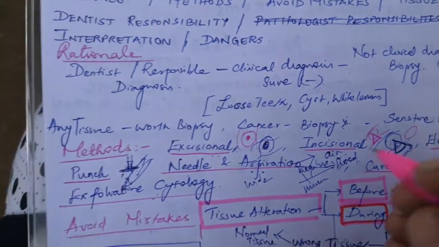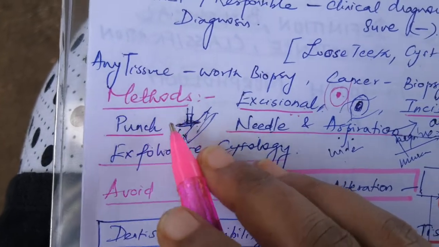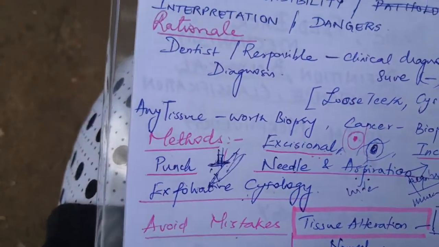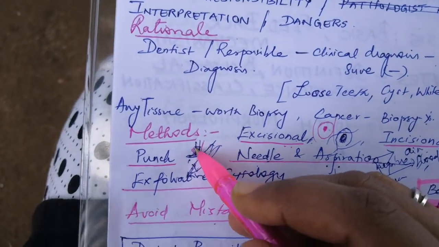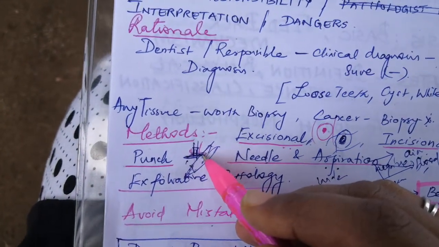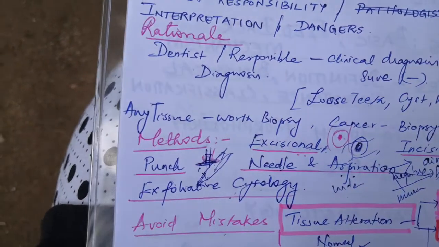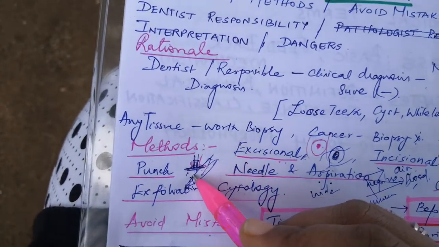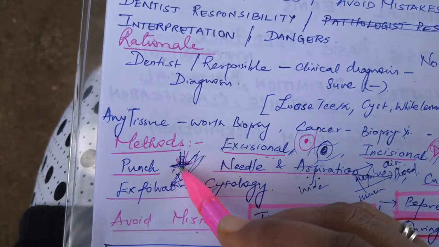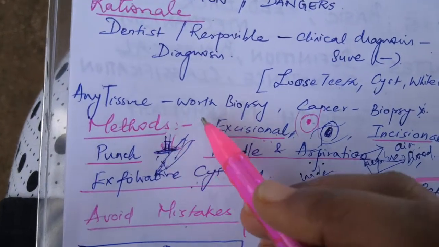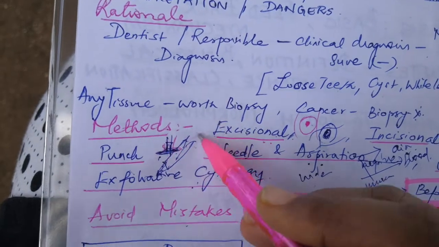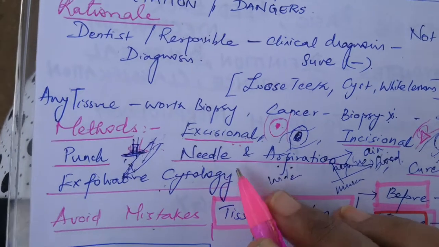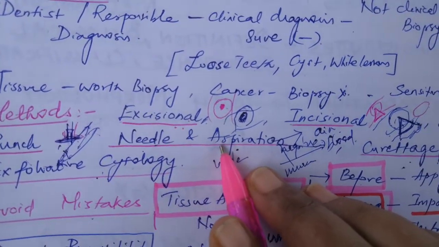in that particular case. And punch biopsy is where there is a specialized instrument, a punch, which has to be kept perpendicular to the tissue and then rotated with a downward, firm rotatory motion. So the portion of tissue will be there in the punch, and then we can remove the tissue from the punch and send it for cytological biopsy.